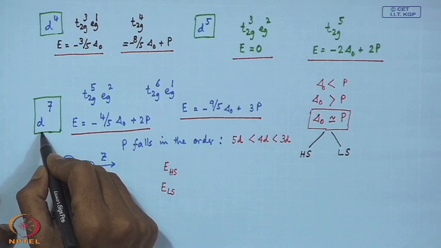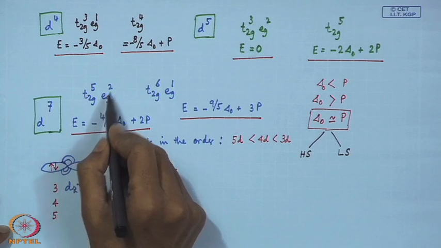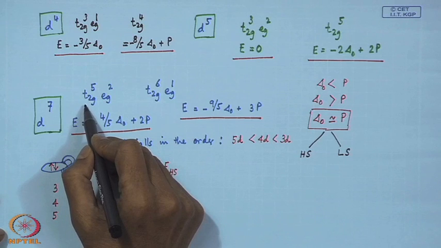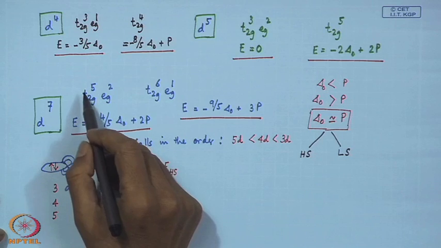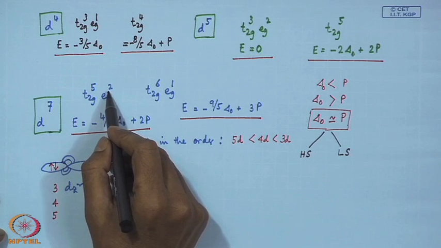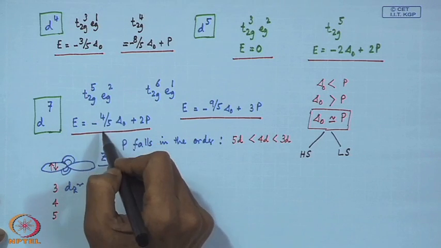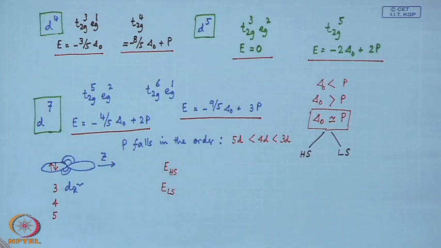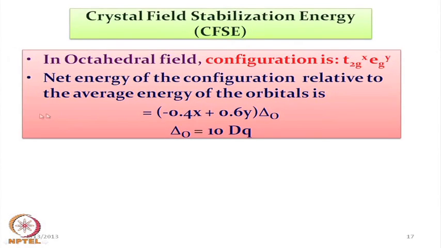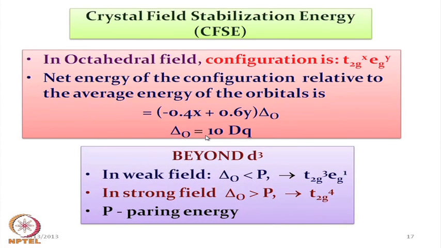When we have the d7 configuration, we have the t2g5 and eg2. So we are writing it in the form of t2g^x and eg^y, because in the energy term we have considered one as x and another as y. So occupancy for x and y can be simply very quickly multiplied for the total energy calculation. So the net energy of the configuration relative to the average energy, which is the barycenter energy of the orbitals, is minus 0.4x plus 0.6y times delta O. That means the octahedral geometries where delta O is 10 Dq.